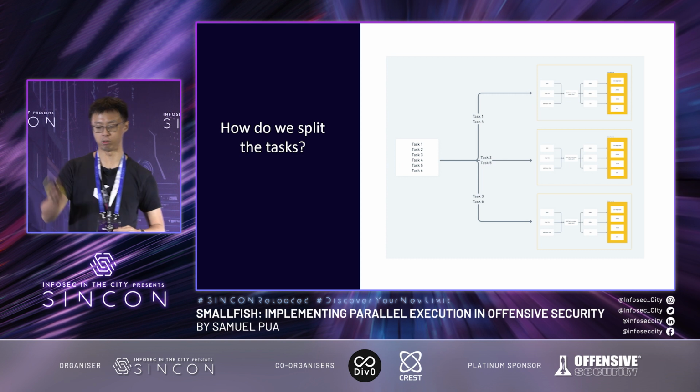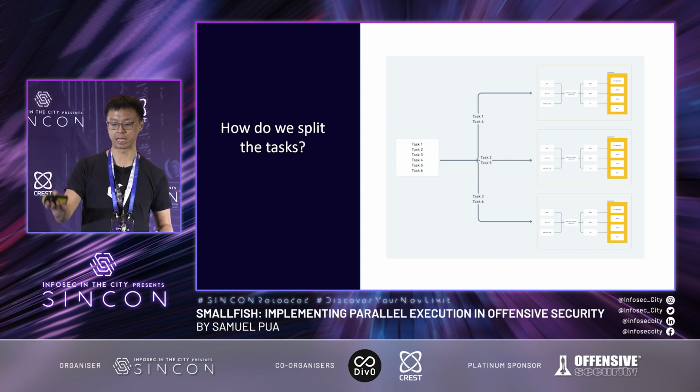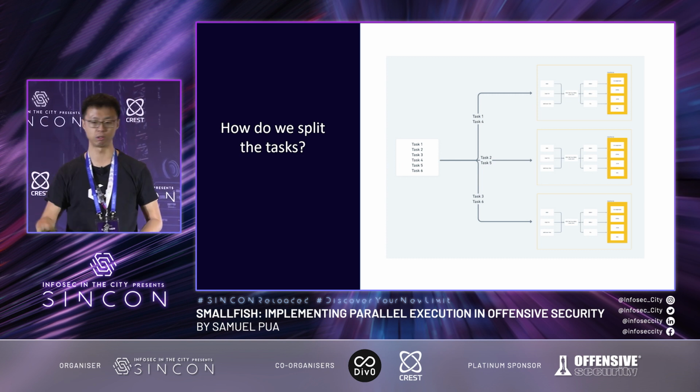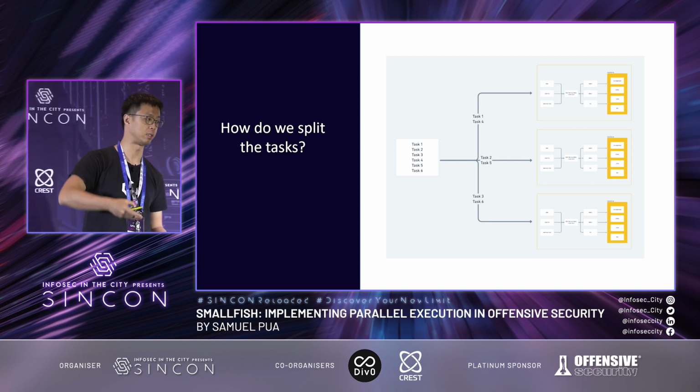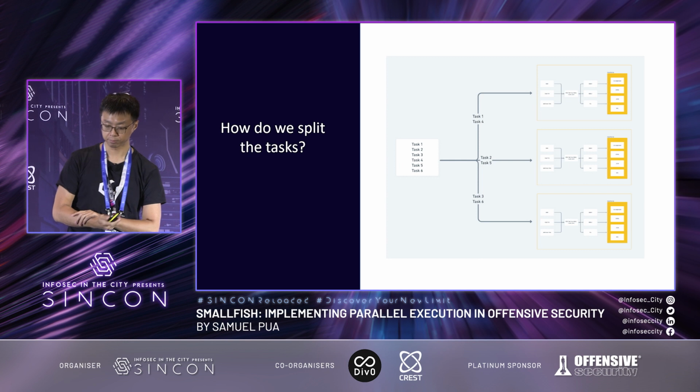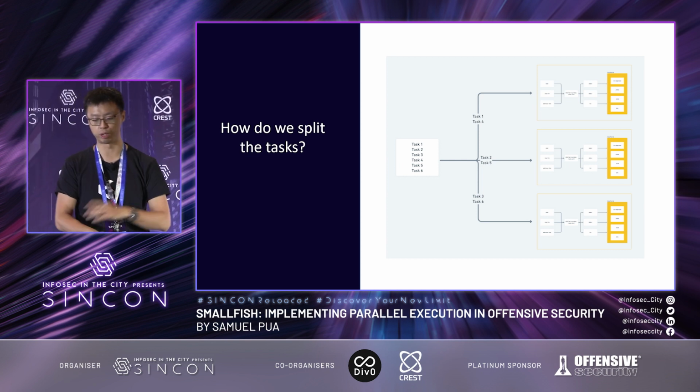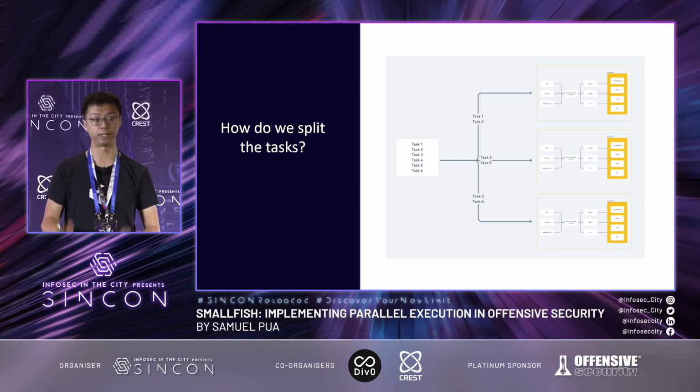So one easy way is if you have 3 hosts, you then send the first task to the first host, second task to the second host, third task to the third host, and then the fourth task will go back to the first host. So generally this is straightforward, and it's probably the easiest way to implement how we split the task anyway.